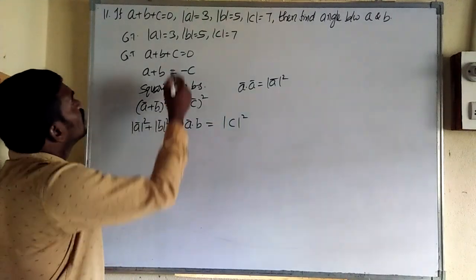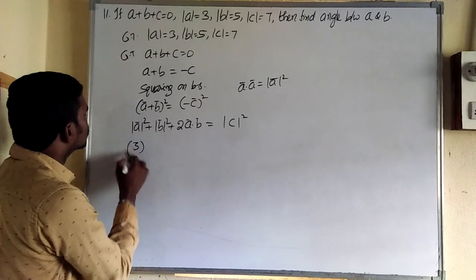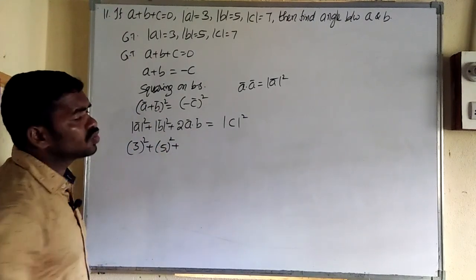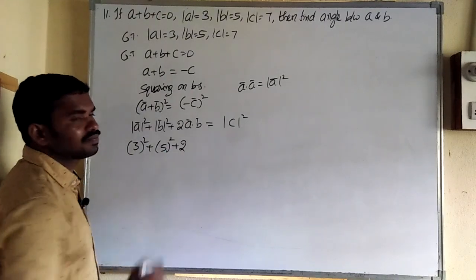So now, what is mod A? Mod A value is 3, so we get 3 square. And mod B is 5, so 5 square. And plus 2, A dot B means what?